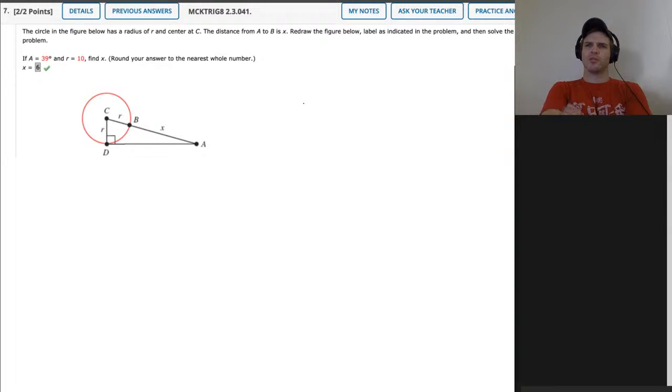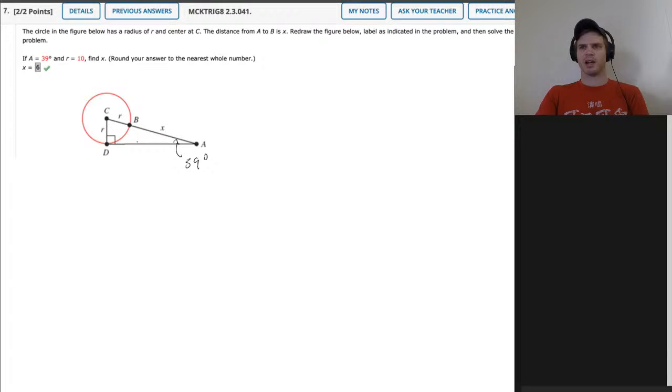So the circle in the figure below has a radius of r and a center at C. The distance from A to B is x. Redraw the figure below, label as indicated in the problem, and solve the problem. Okay. So they give us A is equal to 39 degrees, angle A, which is there. And then r is equal to 10. So we want to find x.